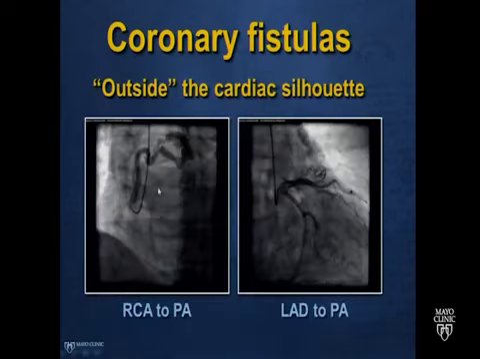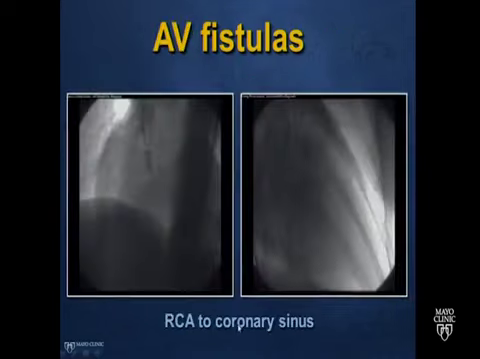When you see something outside the cardiac silhouette, you should start thinking of whether those are bypass grafts or fistulas. Here's an example of a fistula from the right coronary artery to the PA up here. Here's an example of a fistula from the LAD to the PA. This is perhaps easier seen with the video, but think of fistulas when you see small branches outside the cardiac silhouette that are not due to bypass grafts.